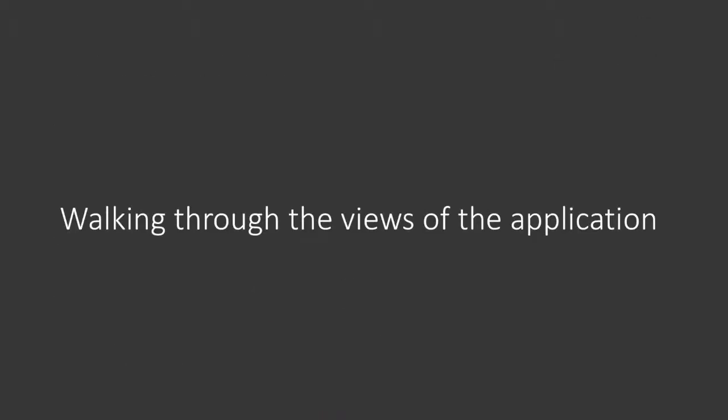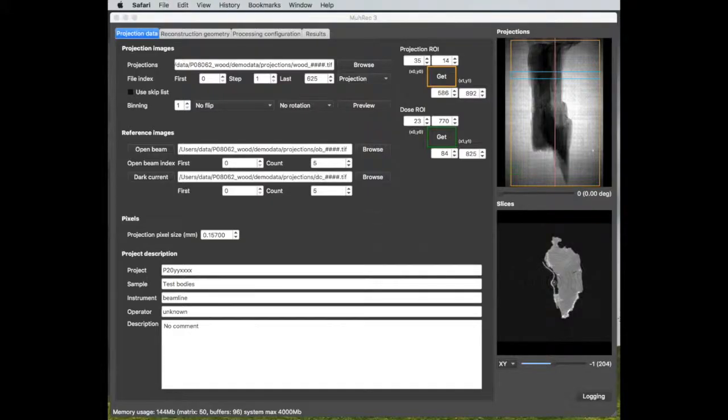Now let's take a look at the different views of MuhRec. In the new release we have changed a lot on the user interface, therefore I think it makes sense to walk through the views that you will work with. When you start MuhRec you see the main view. What you see here is actually taken in the middle of the action where a data set was already reconstructed. In MuhRec you have a main application menu on the top, you have some viewers to the right, and the main thing are the tabs for the configuration.